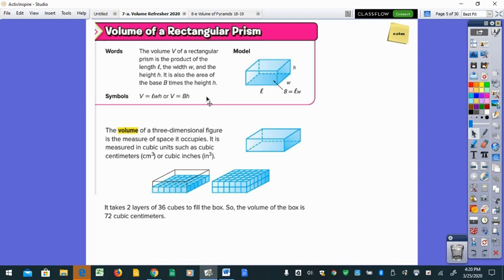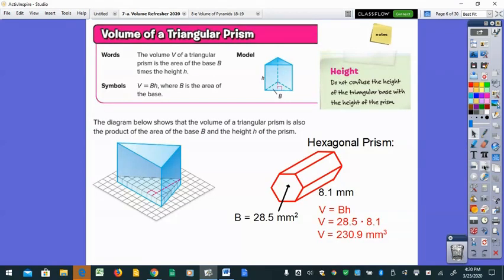Every rectangular prism, no matter what its base, you can find its volume by taking the area of the base times how tall, the height of the prism. So it doesn't have to be a rectangle. It could be a triangle, or it could be a hexagon. Whatever the shape is, you've got to find the area of that base and multiply it by the height.